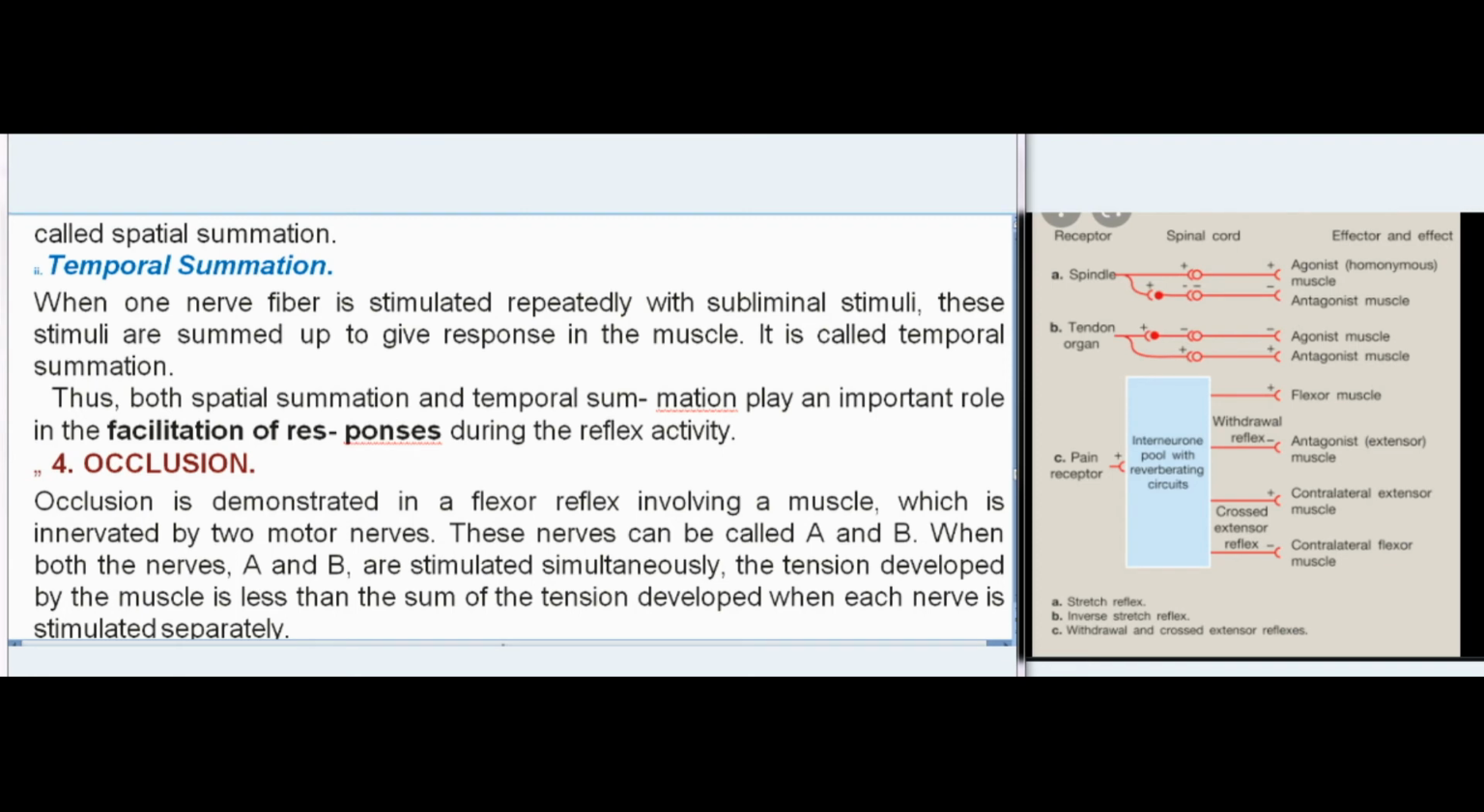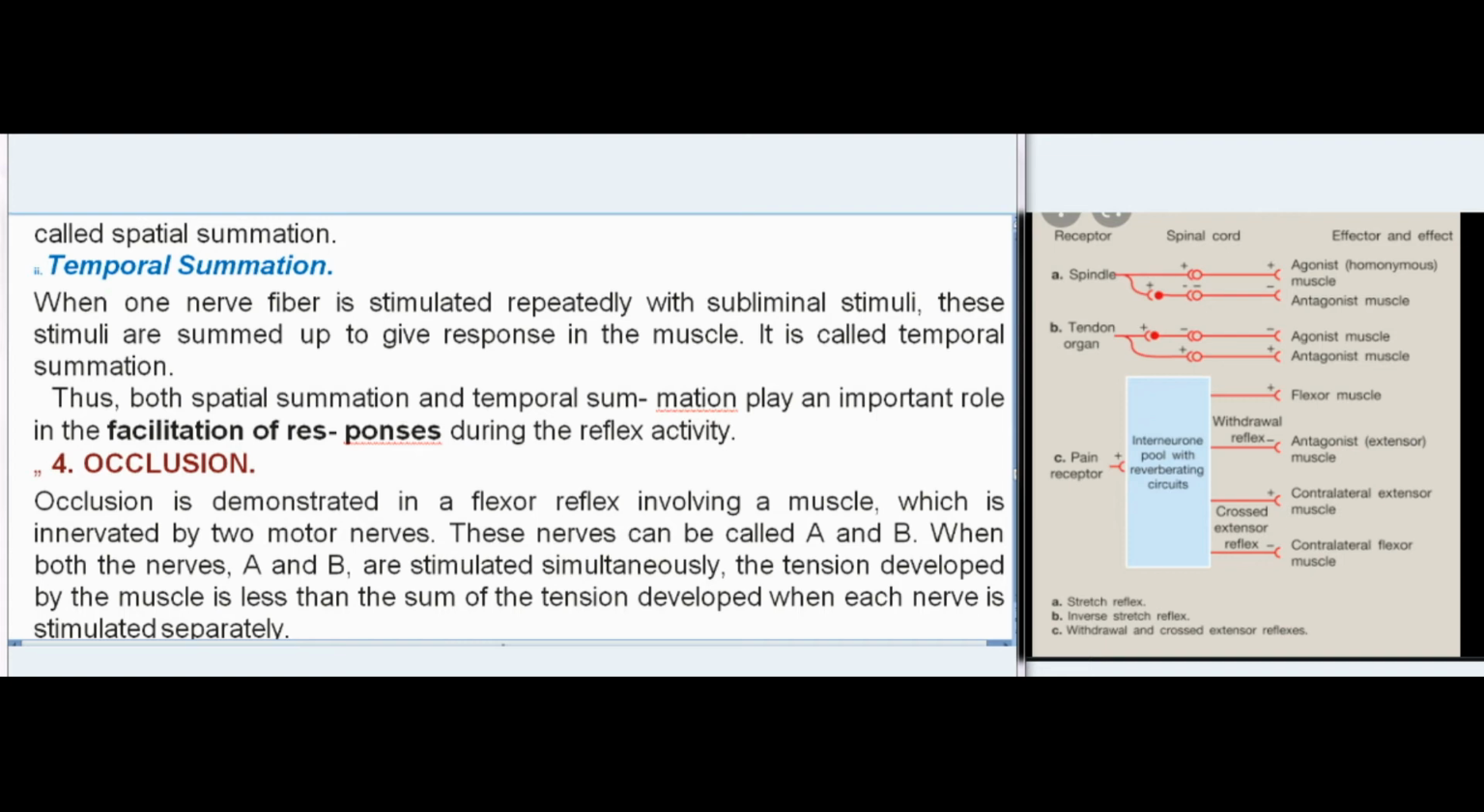Temporal summation. When one nerve fiber is stimulated repeatedly with subliminal stimuli, these stimuli are summed up to give response in the muscle. It is called temporal summation. Thus, both spatial summation and temporal summation play an important role in the facilitation of responses during the reflex activity.